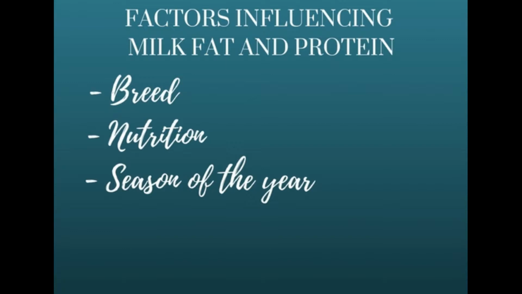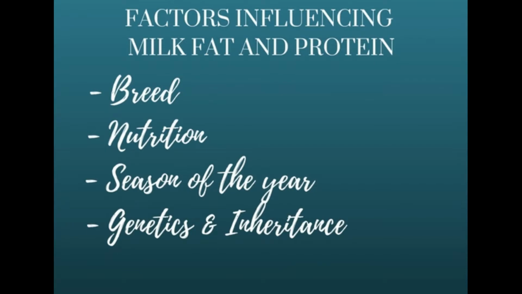So on the last program, we did talk about breed differences, but there's also considerable variation of fat and protein concentration within any particular breed. So genetics and inheritance actually account for about 55% of the difference between cows in any one breed as regards milk fat and protein content. So therefore, selecting for those components actually is a pretty effective strategy to increase herd milk fat and protein numbers.